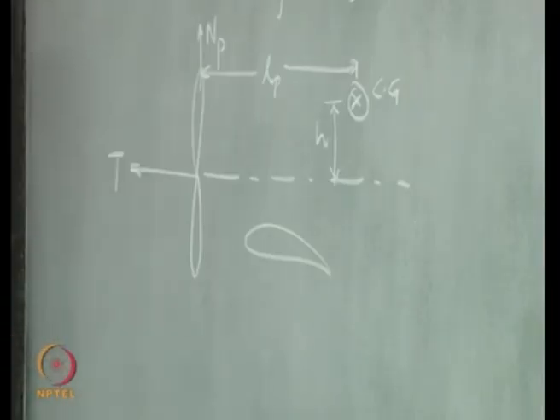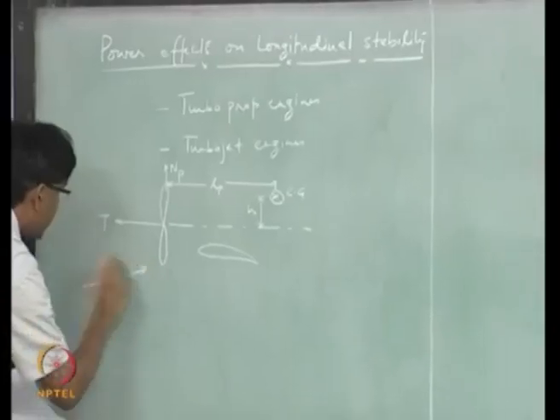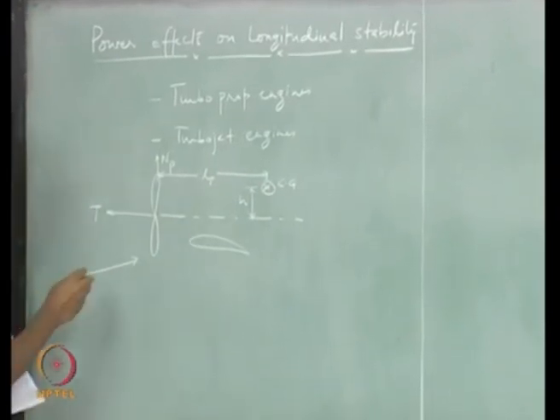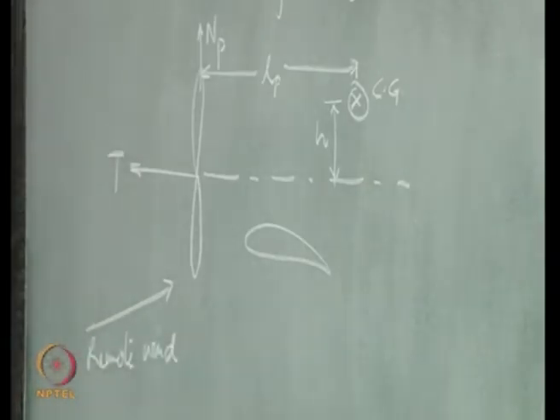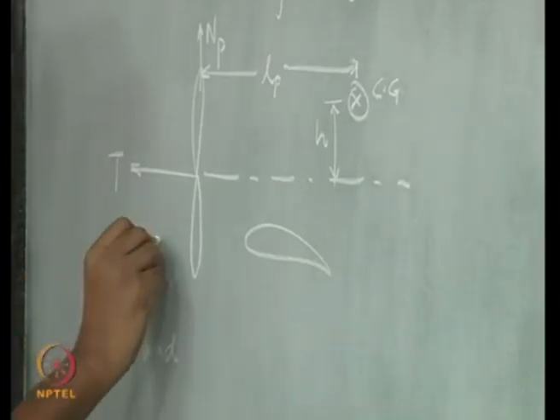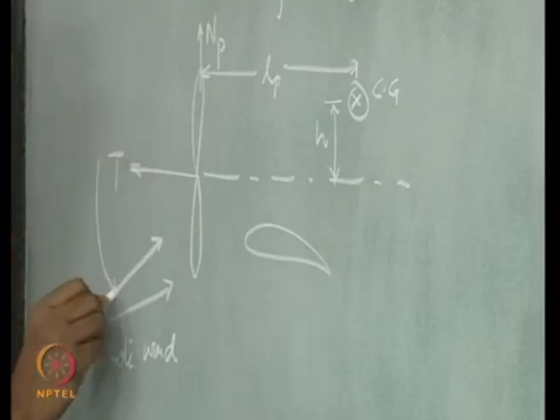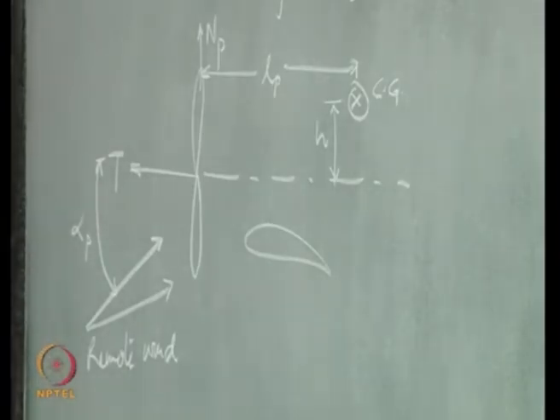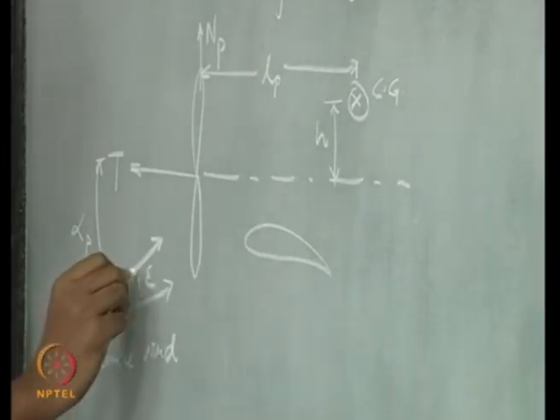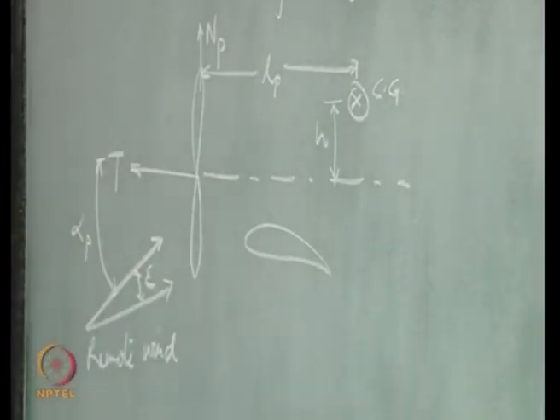Right. So, if this is your remote wind direction, what is the effect of upwash? It is going to change the angle of attack, right. So, you have an angle of attack which is increased because of the upwash at the propeller, right, and this is the upwash angle epsilon.